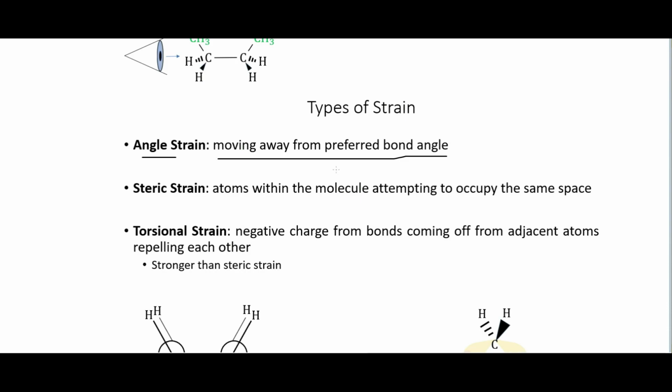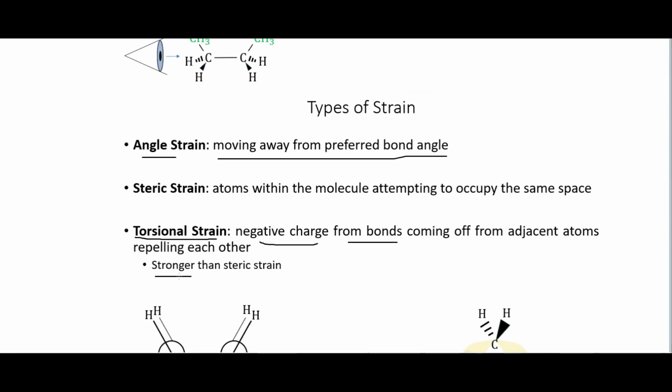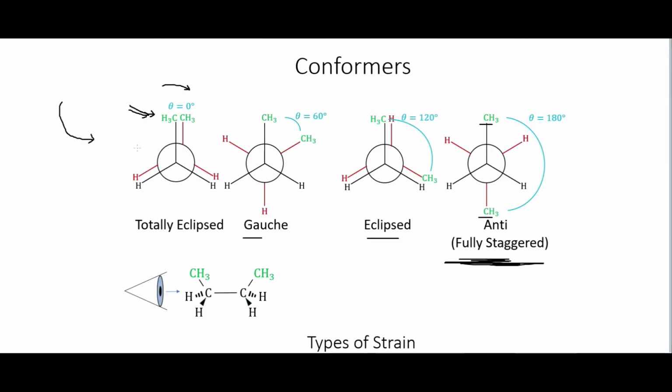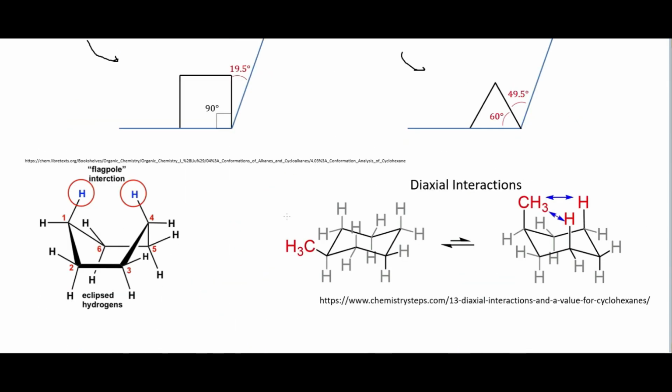But the strain I didn't really talk about is this torsional strain here. This has to do with the negative charge from bonds coming off adjacent atoms repelling each other. I put here that this is actually stronger than steric strain. So the way we could think about it is we don't want these eclipsed conformations like this and this, mostly because of that torsional strain. But the reason the fully staggered is more favorable than the gauche staggered is because of the steric strain. So we still have some steric strain going on here, where we have less steric strain here. But for these eclipsed ones, most of their instability is actually coming from that torsional strain. So yeah, these are the types of strain here.